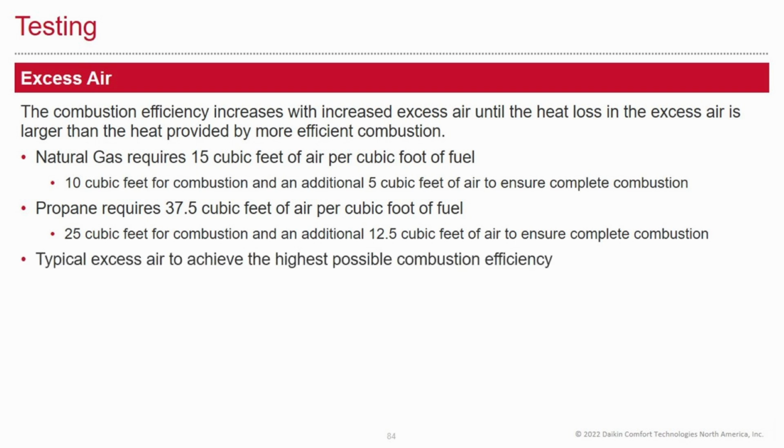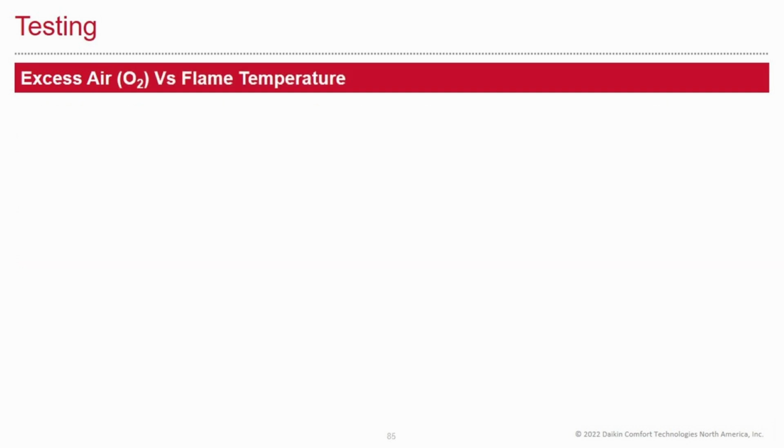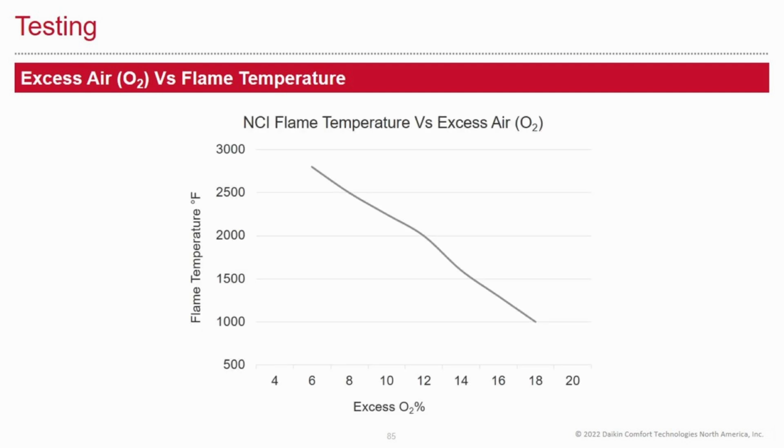Typical excess air to achieve the highest possible combustion efficiency is 10 to 20% optimum. Typical ranges are from 40 to 75%. The typical furnace is 40 to 50%. Excess air oxygen versus flame temperature. As you can see by this chart, the flame temperature decreases as the percentage of oxygen in the excess air increases.